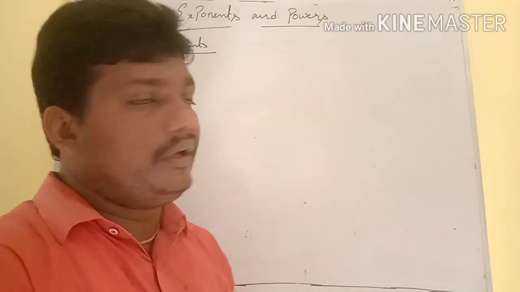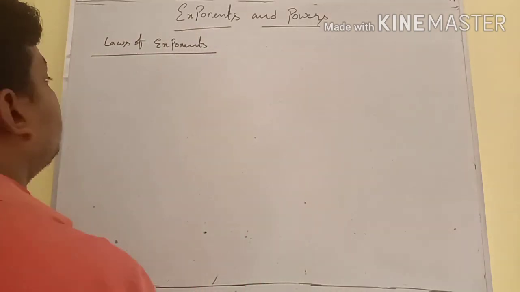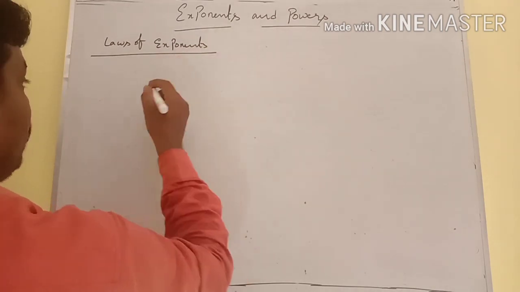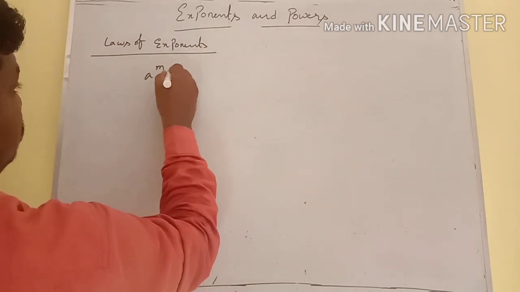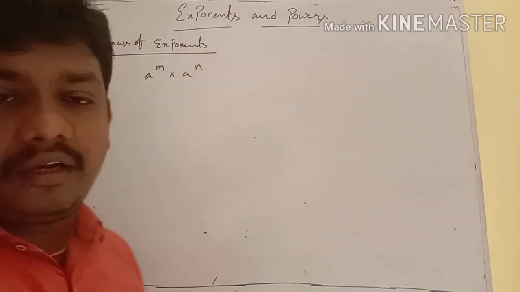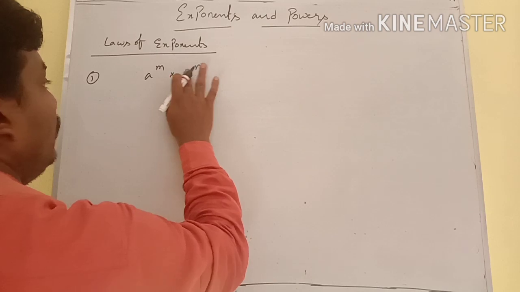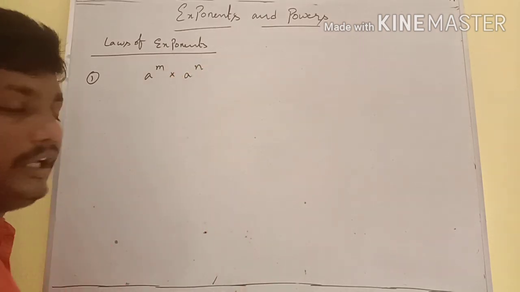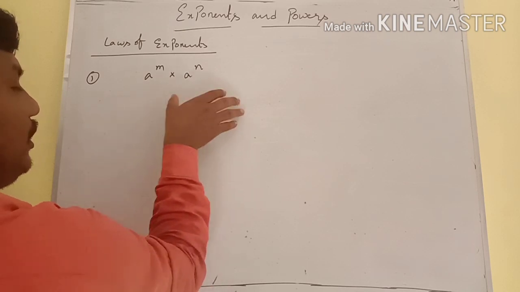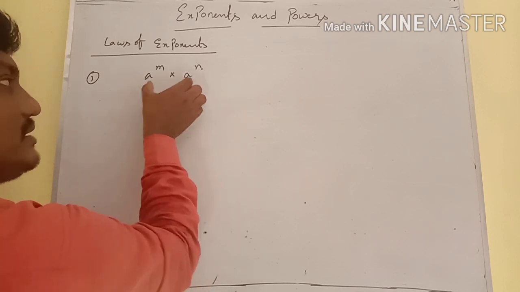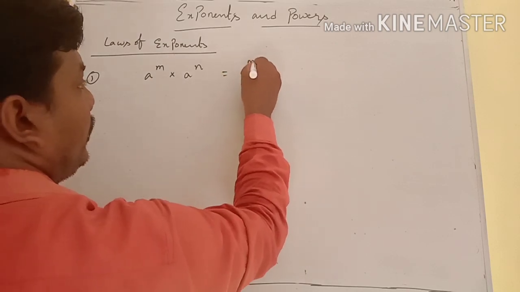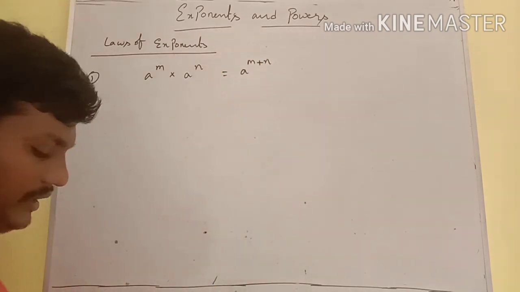So we know that if two numbers with the same base have different powers, let me take a power m into a power n. This is the first law. Here two exponential forms are in product condition having the same base a, so it can be represented as a power m plus n.